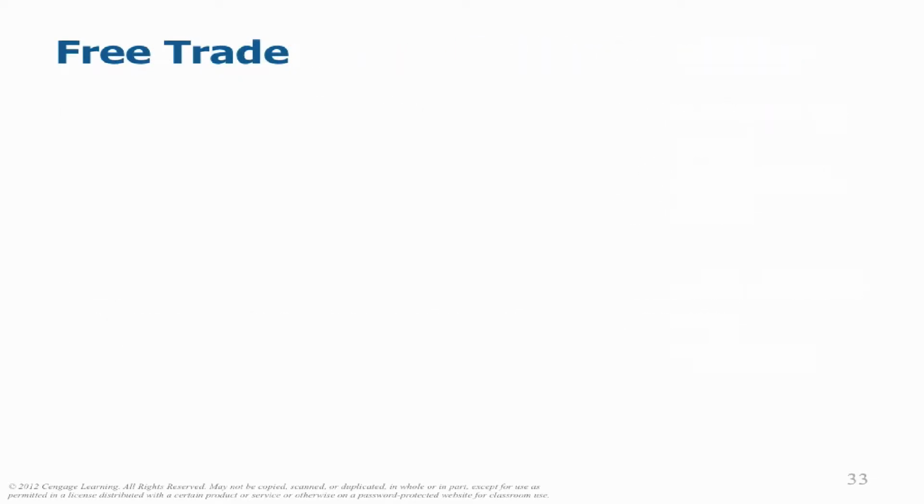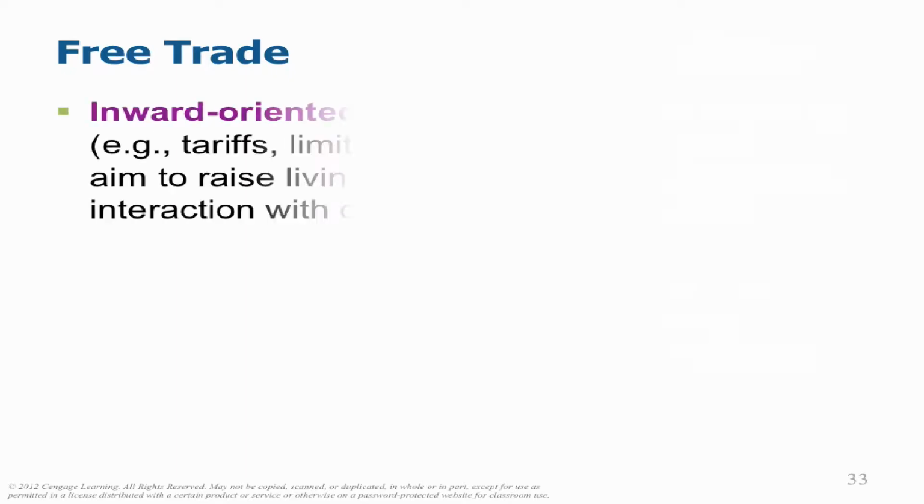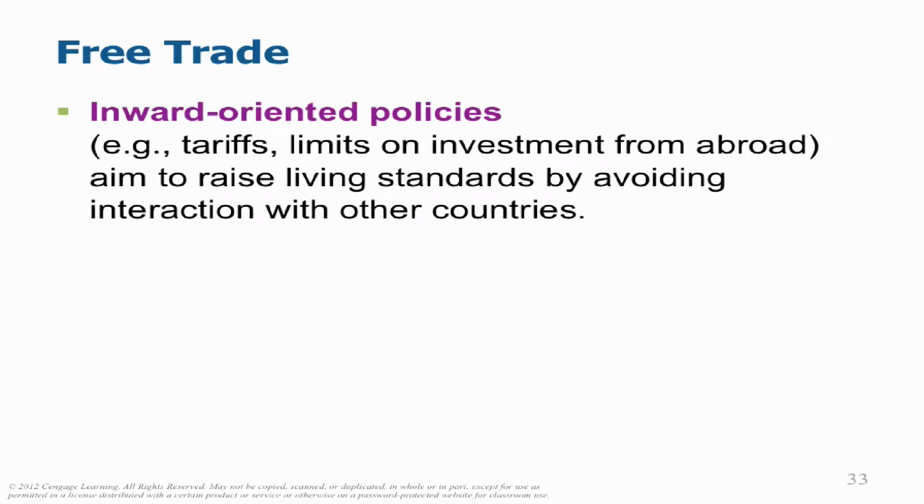So, free trade. There's two ways to regulate trade. Regulate what comes in, regulate what goes out. So, inward-oriented policies are tariffs which limit what comes in, and policies which limit investments from overseas. We don't need your stinking money kind of policies. The goal is to try and raise living standards within the nation by the nation.